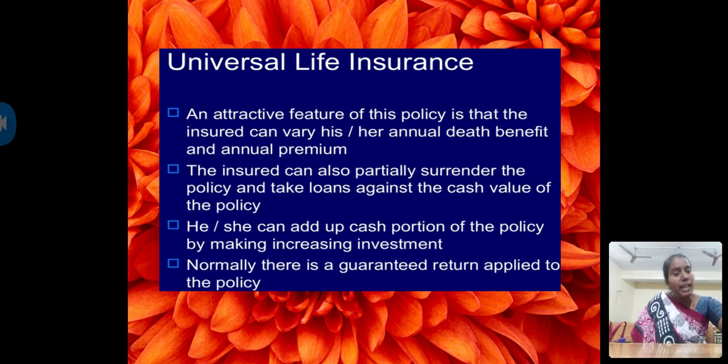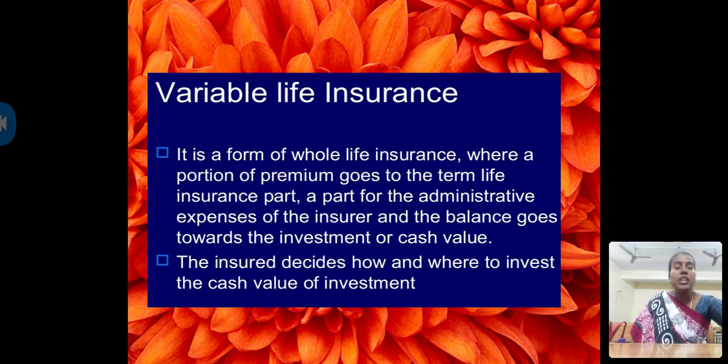Okay, he or she can add to the cash portion of the policy by making increasing investment. Normally, there is no guaranteed return applied to the policy. Once you take this surrender value or cash value, again the policy should be renewed or again you should join the policy. When you come to variable life insurance, it is a form of whole life insurance where a portion of premium goes to the term life insurance part, a part for the administrative expenses of the insurer, and the balance goes towards the investment or cash value. The insured decides how and where to invest the cash value of the investment.